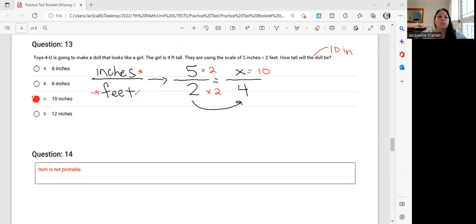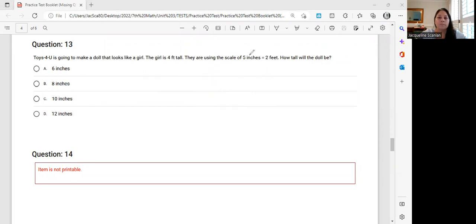Okay, let's go on to question number 14. I need to share a different screen with you because it is a special type of problem. Here we go.